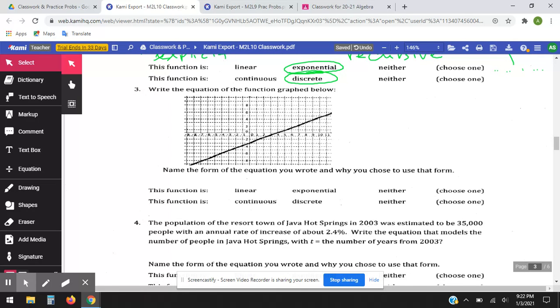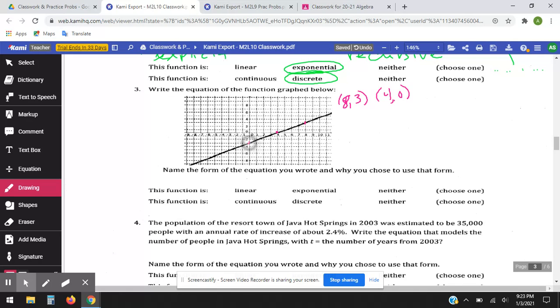Number 3, write the equation for the function graphed below. All right, well, let's see if we can find a couple of points on this line so that we can use them. Looks like I have a point at 8, 3. I'm going to go ahead and put that here. 8, comma 3. And it looks like it crosses again at 4, comma 0, right there. So 4, comma 0.